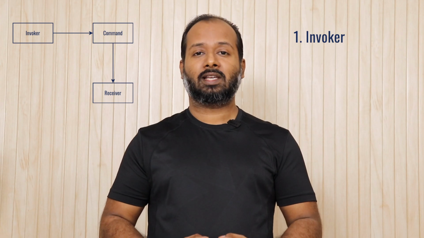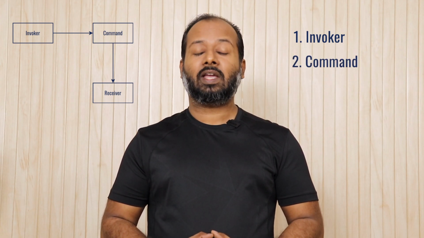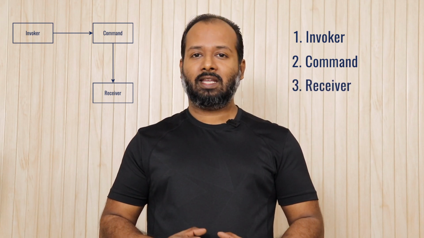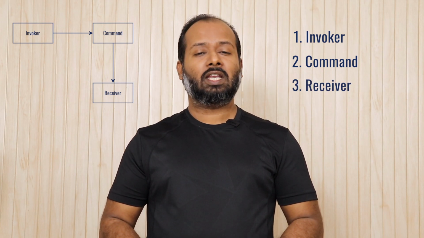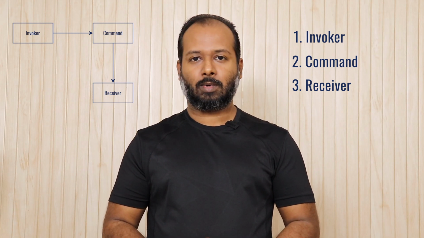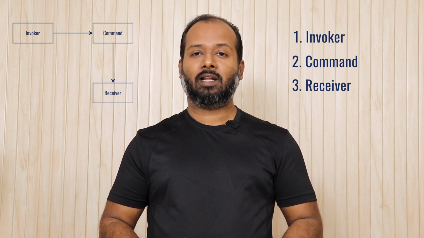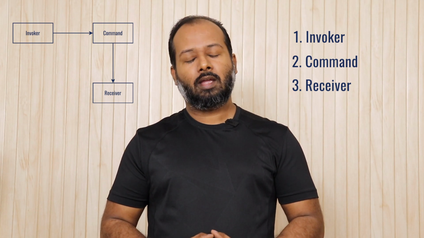If we talk about the components of the command design pattern, there are majorly three. Number one is the invoker, who basically triggers the execution of the command. Number two is the command object itself, and number three is the receiver, who basically executes the command. So here the invoker doesn't have any idea of the details of the execution of the command, and only the receiver is the component that has complete detail of how the particular command will be executed. So till this point you got the conceptual understanding of the command design pattern.